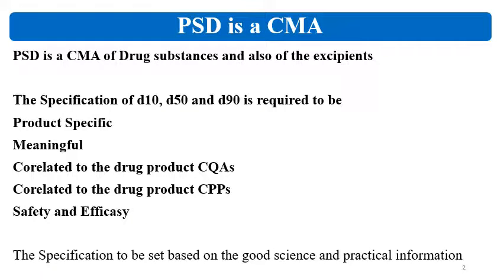The PSD specification is required to be correlated with the drug product sequence and also with the critical process parameters and critical process attributes. PSD has an impact on the product safety and efficacy. That's why always set the PSD specification with great science. The specification should be set based on good science, and you should have the practical data in your hand while you are going to set the PSD limits.